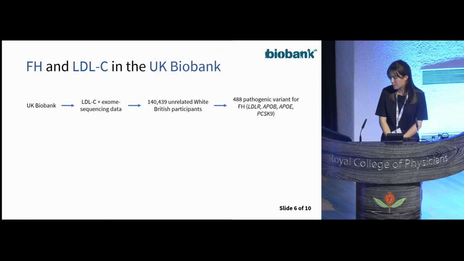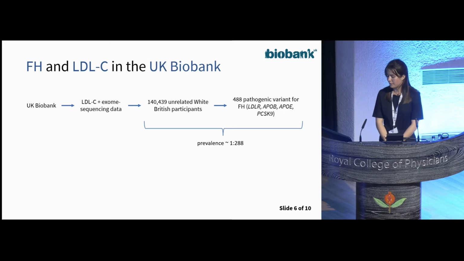So we modeled this two-stage adult reflex screening study using the UK Biobank data because it provides LDL cholesterol concentration and exome sequencing data that was necessary to ascertain FH status. Out of 100,000 unrelated white British participants, we identified 488 individuals with a pathogenic variant for FH. This was done using the exome sequencing data from the LDLR, ApoB, ApoE, and PCSK9 genes.